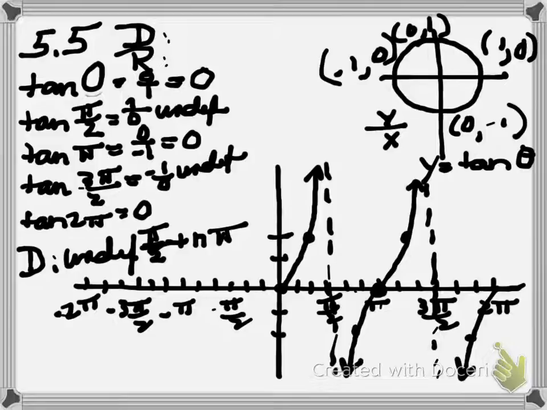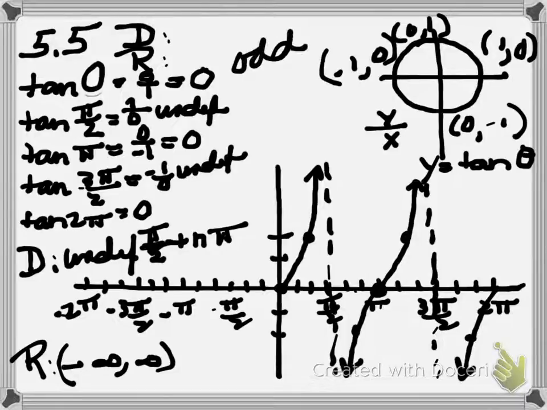And of course I could sketch the tangent graph on the other side of the y-axis. It just would continue to come down here, and then it would continue this way, and so on. So I could graph the other side. I'm just using that area for the domain. The range is from negative infinity to infinity, and it's not continuous. It is an odd function because it's symmetric with respect to the origin.